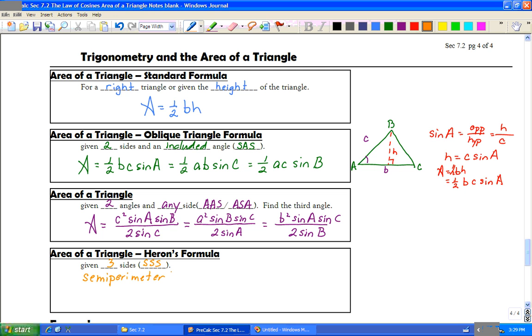Semi means half perimeter, so we add the perimeter all the way around and then divide by 2. So S is equal to sides A plus B plus C, divided by 2. And then the area formula is the square root of our semi-perimeter times the difference of the semi-perimeter and side A, times the semi-perimeter minus side B, times the semi-perimeter minus C. So there are all of our formulas.